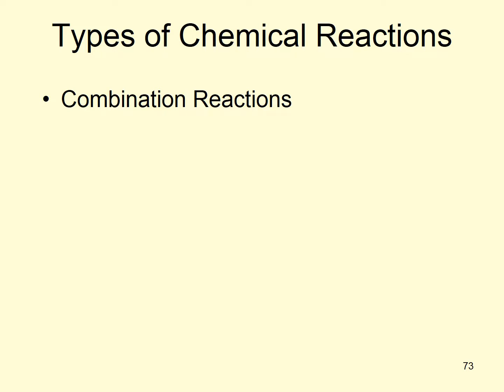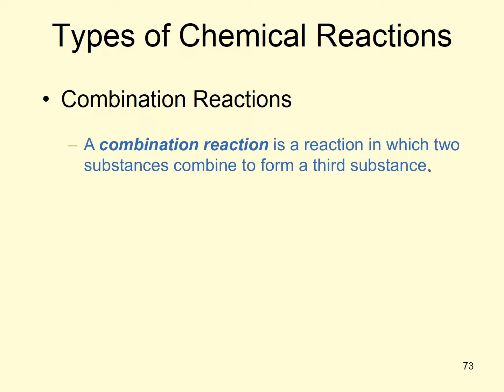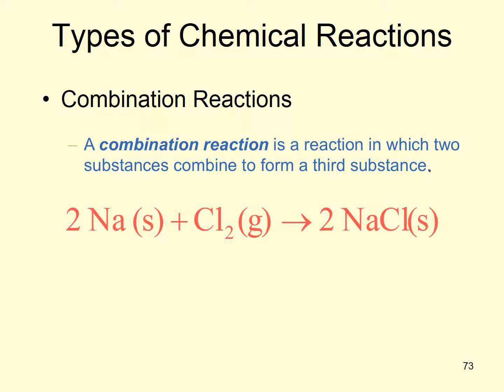So a combination reaction, what you want to remember about combination is that, just like the name implies, 2 things will combine to form 1 product. So if you see something that only has 1 product, that would be considered a combination reaction. Here's an example of that. 2 sodium plus chlorine gas will give us 2 sodium chlorides. There's only 1 product, NaCl.